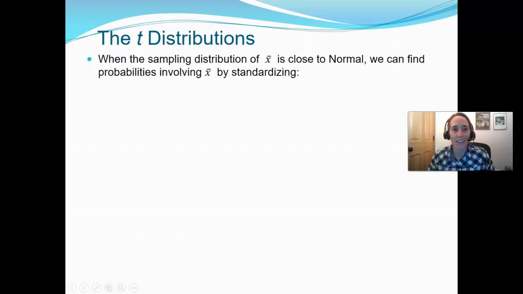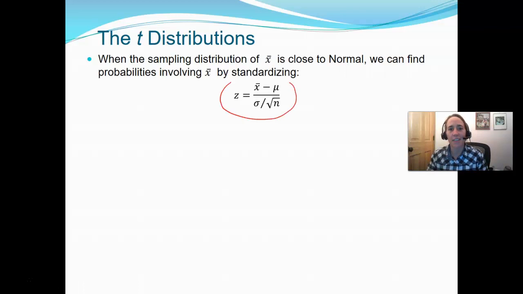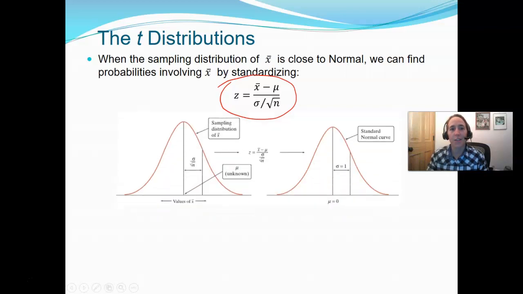The t-distributions: when the sampling distribution of x bar is close to normal, we can find probabilities involving x bar by standardizing, just like we did before. So, as you guys recall, what did we do when we standardized? We did z equals x bar minus mu over sigma divided by the square root of n. That's standardizing. We don't do that anymore. This was our old school curve. Remember, we took any kind of thing where we knew the mu, so like IQ was 100, and then we standardized it and we went to the mu being 0 and used table A, if you recall. So we used table A.